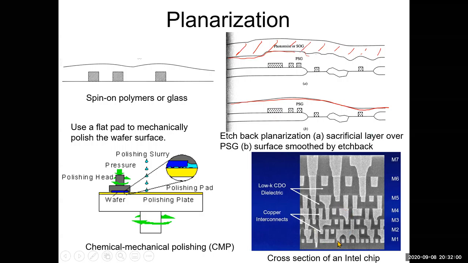This SEM image is a cross-section view of an Intel chip, made by Intel. We can see that it contains a total of 7 metal layers, M1, M2 to M7. And every metal layer is planarized, polished by CMP. So CMP or planarization is a critical step, especially for submicron technology. Photolithography cannot be carried out successfully without planarization.